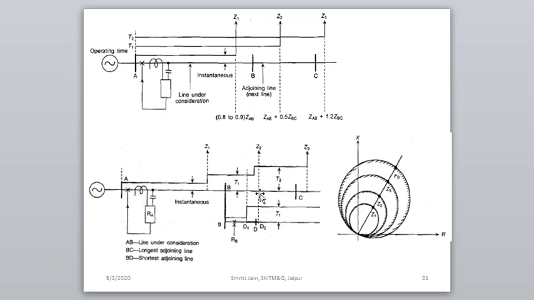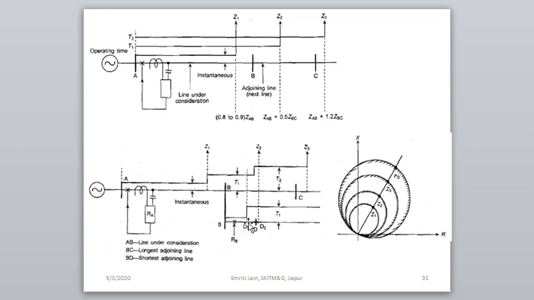So step 3 protection will give you the protection of line AB plus protection of line BC plus 10 to 20% extra. That means the reach of the relay will be Z3. The first step will give you the protection of 80 to 90% of AB, that is the reach will be Z1. The second step will give you 10% of the remaining line section, that is this section, plus 50% of the shortest line section.